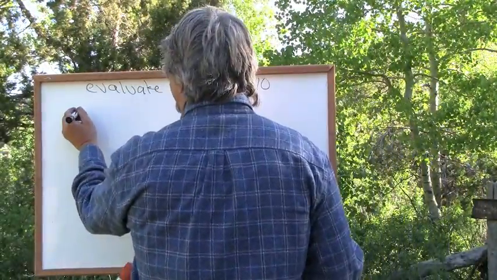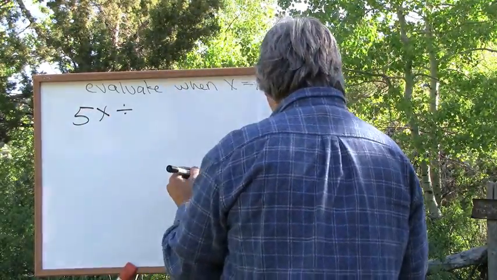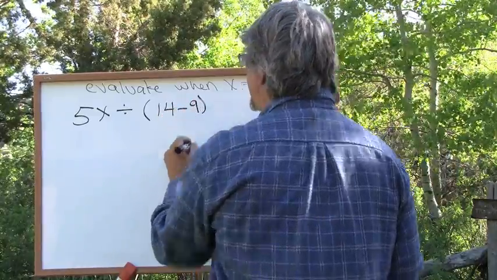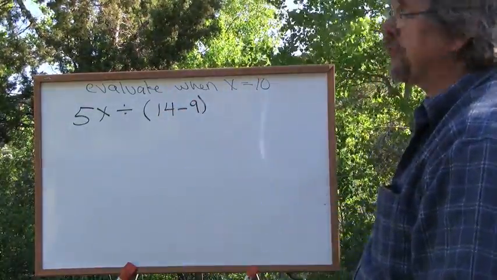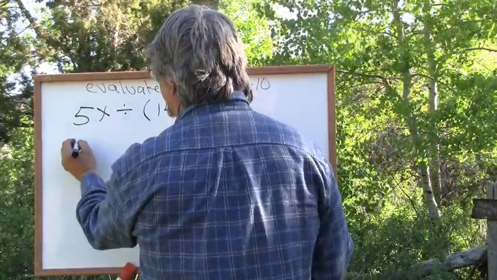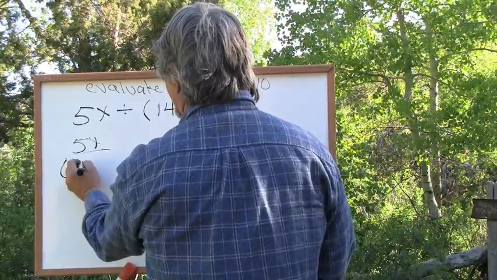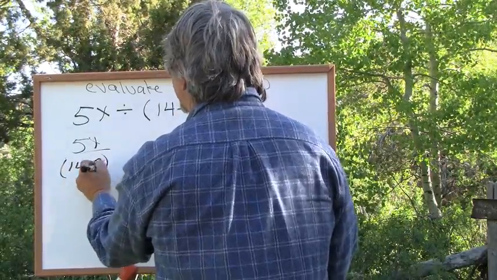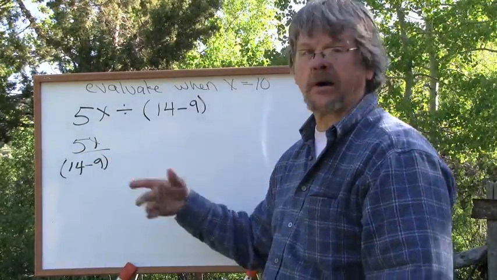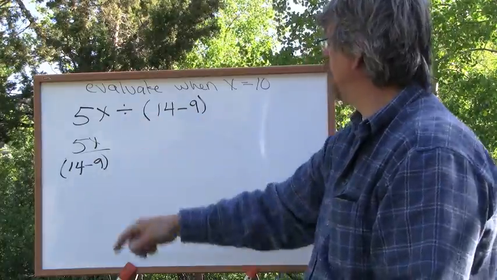So let's say we have 5x divided by 14 minus 9. Now we can rewrite this, and I always like rewriting this. This is the exact same thing, 14 minus 9. I personally like to put it into the fraction bar. I don't know why, that's just my personal preference. You might want to do it this way.